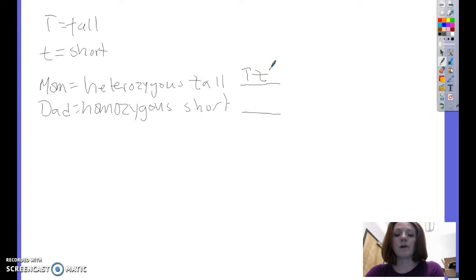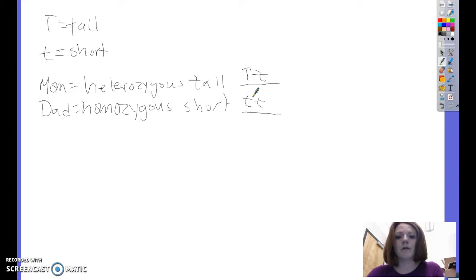It's recessive. So the little t is recessive to the big T, and the big T is dominant over the little t. This is the only way that you can get short: by a homozygous pair being recessive. You can't be short and have a big T, because it doesn't matter where the big T is, it's always going to overpower.